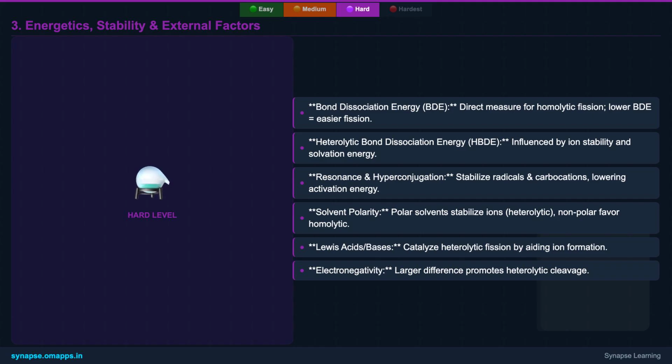Resonance and hyperconjugation are powerful electronic effects that stabilize both free radicals and carbocations, effectively lowering the activation energy for their formation. Conversely, solvent polarity plays a massive role. Polar solvents stabilize ions through solvation, promoting heterolytic fission, while nonpolar solvents do not, favoring homolytic pathways. Lewis acids and bases can also act as catalysts, assisting in heterolytic cleavage by facilitating ion formation.